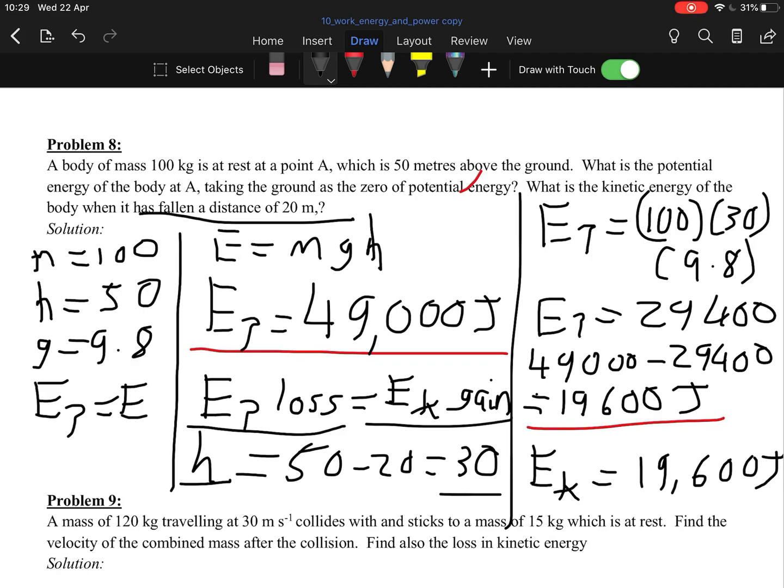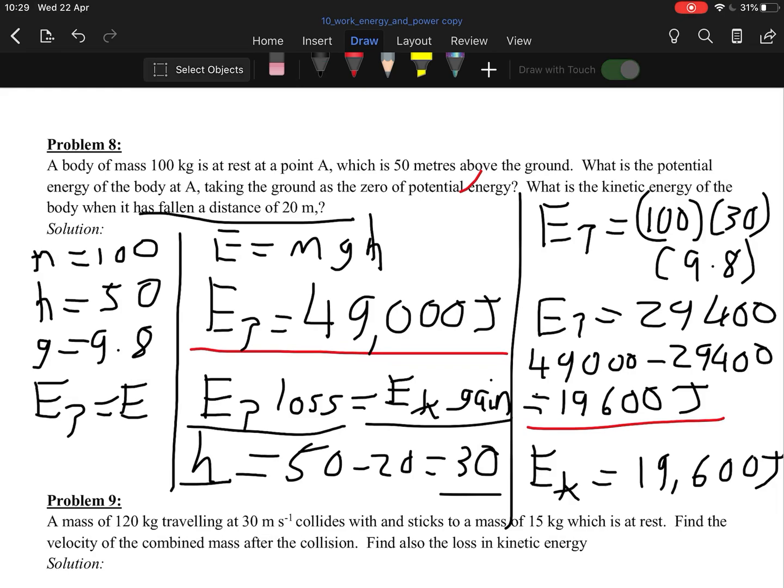What you lose in kinetic, you gain in potential. Okay? Kinetic energy is generally at its max just before it strikes the ground. Okay? Potential is at its max at the highest point from the ground. Kinetic is at its max at the lowest point from the ground, which is basically right before it strikes the ground. Okay? So there you go.